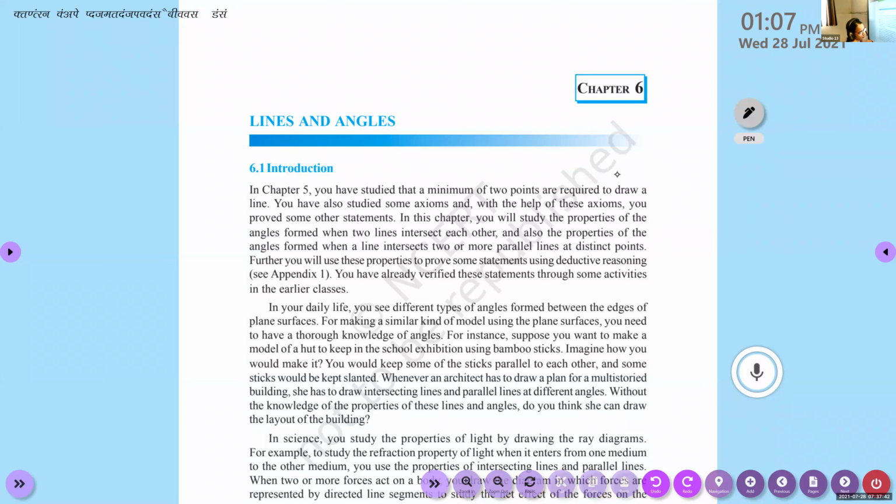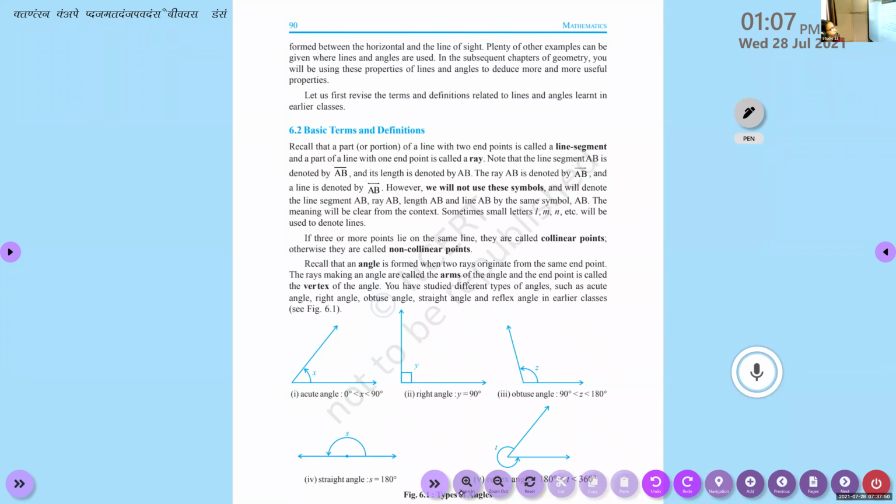Okay. Now we have some basic definitions. We have to study basic definitions and symbols. A line segment has two endpoints. A line has no endpoint, but a line segment has two endpoints, and usually we write line segment AB. AB bar means it is a line segment.